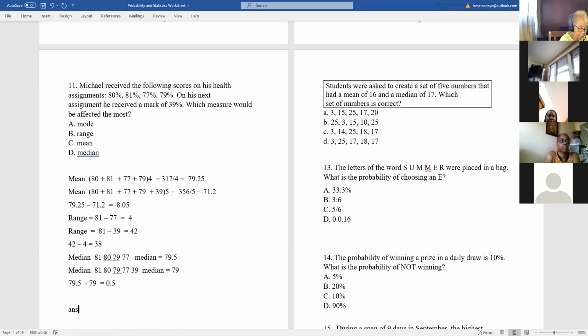80. You mean 80, 81? No. Mode, range, mean, median. Which one shows the biggest difference after we added that score? Mean. Sorry, the mean only differed by 8.05.